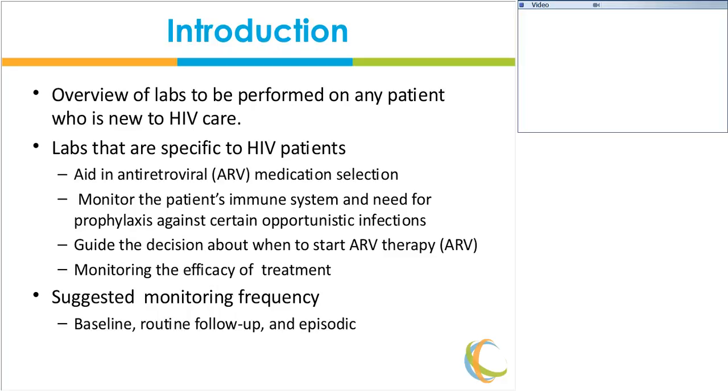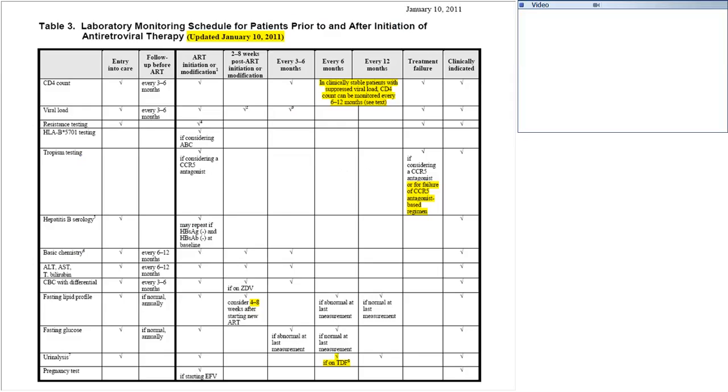I will explain how certain labs will guide the decision about when to begin antiretroviral therapy, as well as to monitor the efficacy of treatment. We'll have just a short discussion on monitoring and frequency because there's a PDF copy of this table from the most recent January 2011 DHHS guidelines for the use of antiretroviral agents that will provide you a quick reference for the suggested frequency of the labs and other screenings that we talk about today.